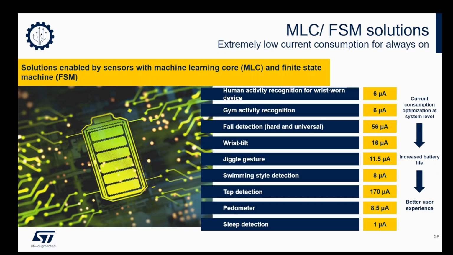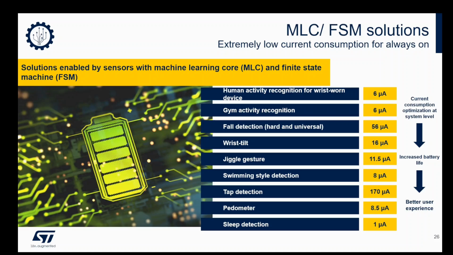Wrist tilt: when you tilt your wrist and you're looking at the face of the smartwatch, that's when it should light up. So this algorithm, 16 microamps of current consumption. To do swimming style detection, this algorithm can run inside the sensor. Machine learning core can do it. A decision tree can do this. So about 8 microamps of current consumption.